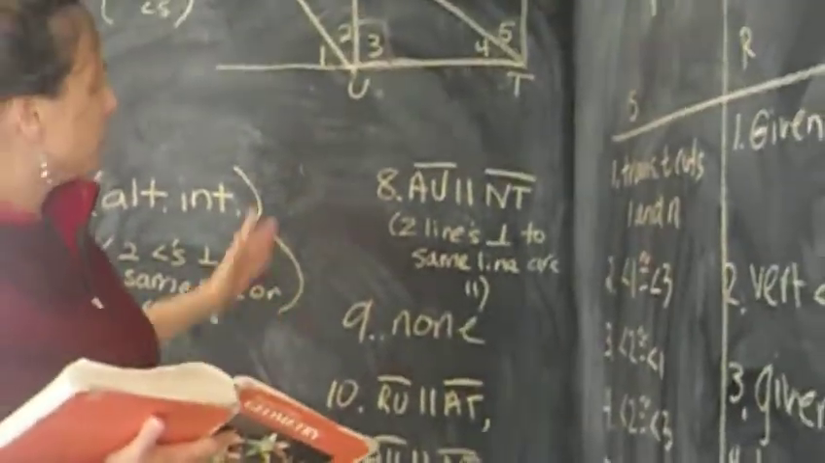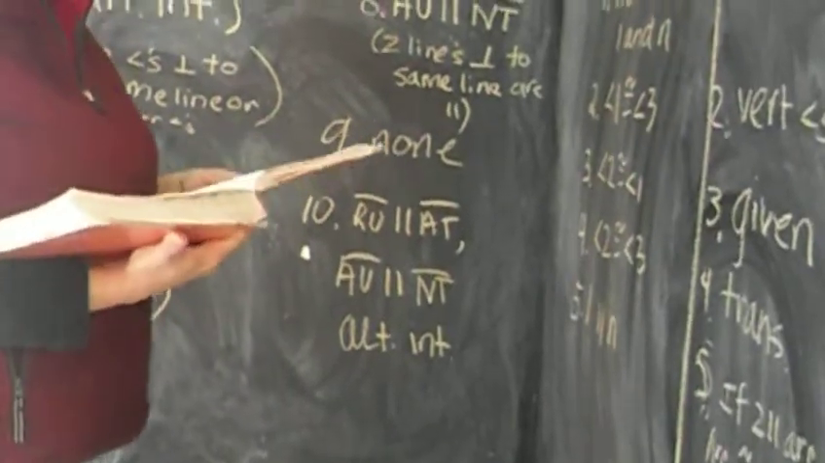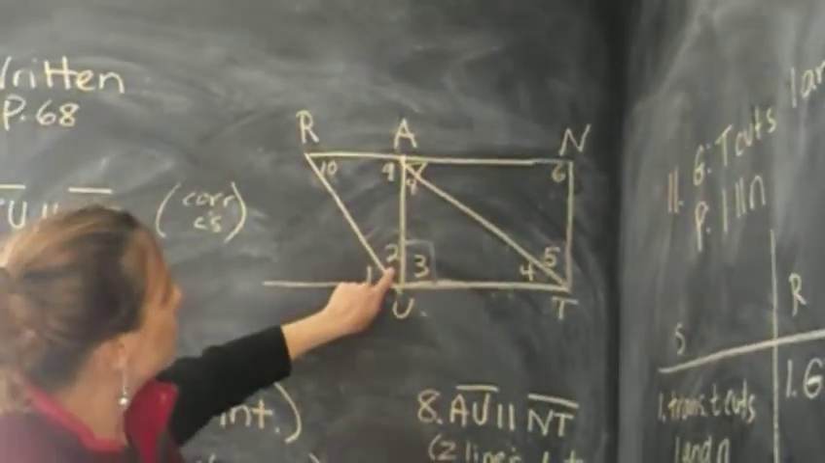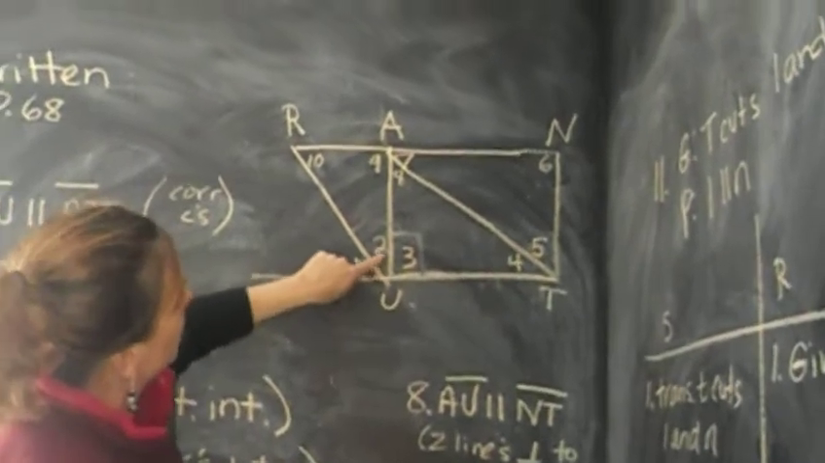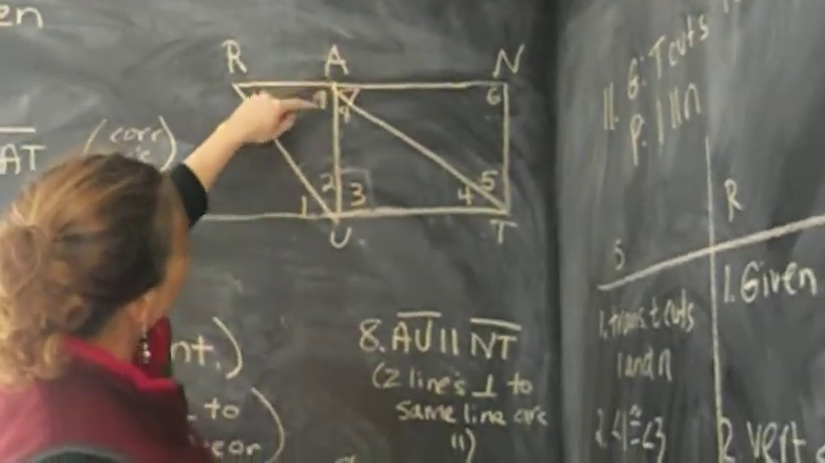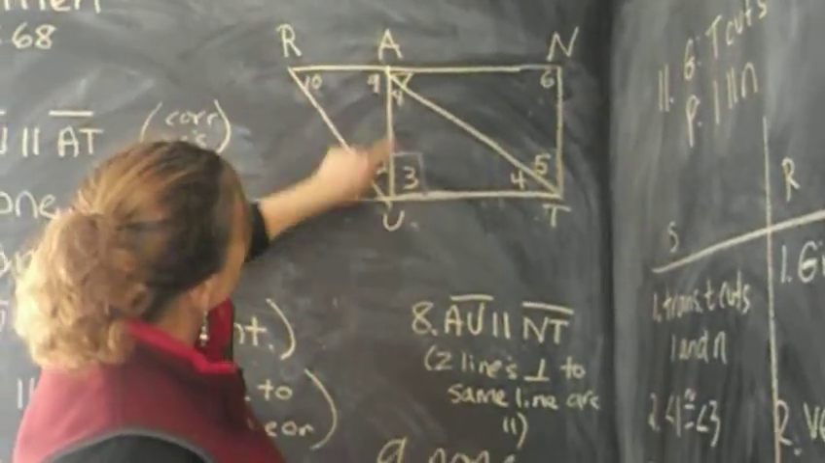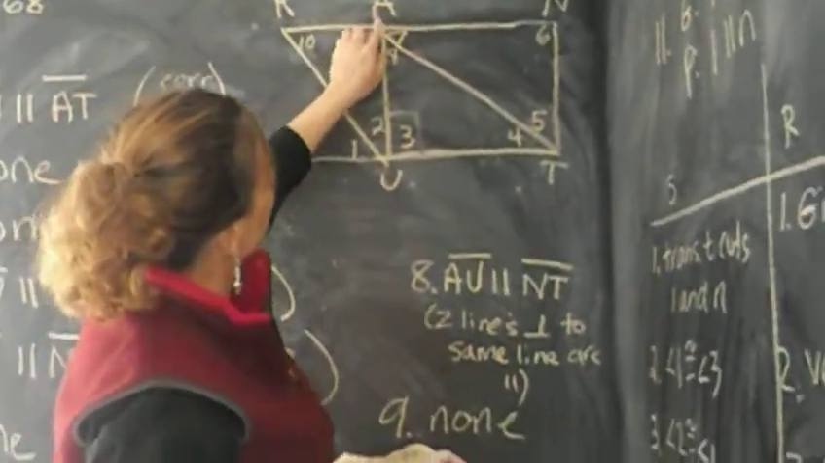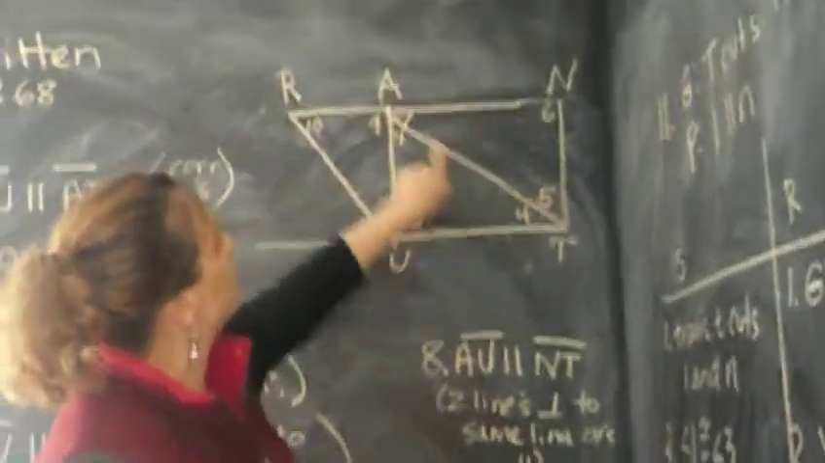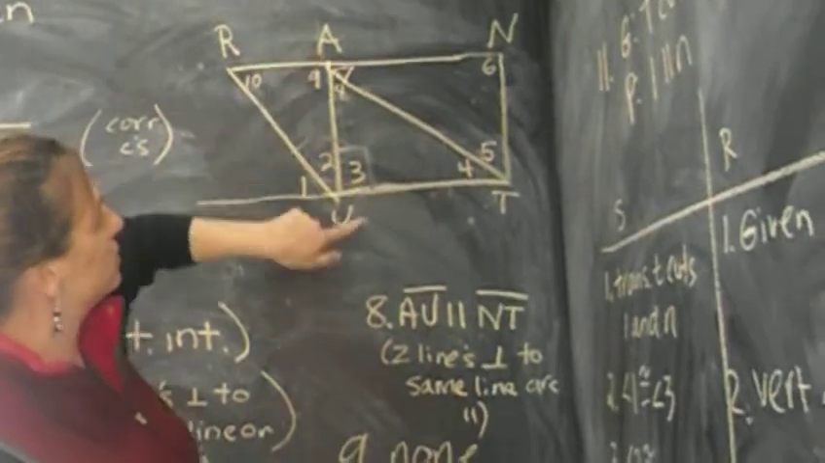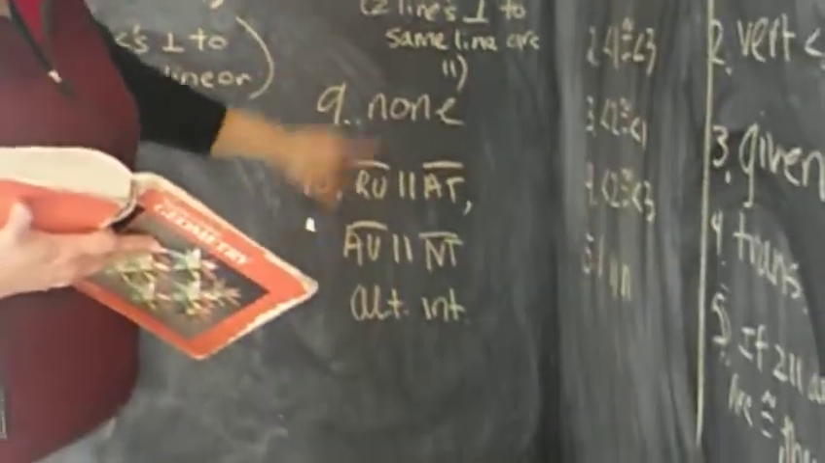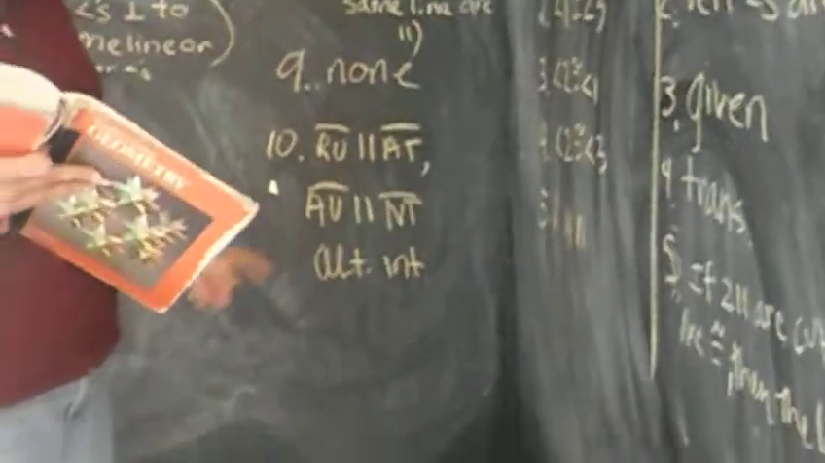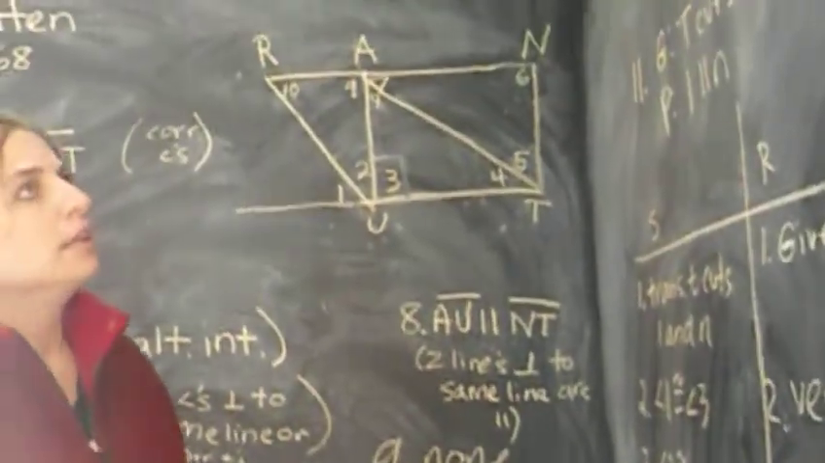I don't know if that's what I said at the beginning, but okay, skip down to number 10. The measure of angle 2 equals the measure of angle 5 equals the measure of angle 8. The measure of angle 2 is here. The measure of angle 5 is over here. And then it equals the measure of angle 8. I notice if these two lines are parallel, then those would be alternate interior. So AT must be parallel to RU. Same thing over here. If these two lines are parallel, then these two would be alternate interior. So NT must be parallel to AU. So I wrote RU and AT, and then AU and NT are both parallel, and that's because both of them are alternate interior.